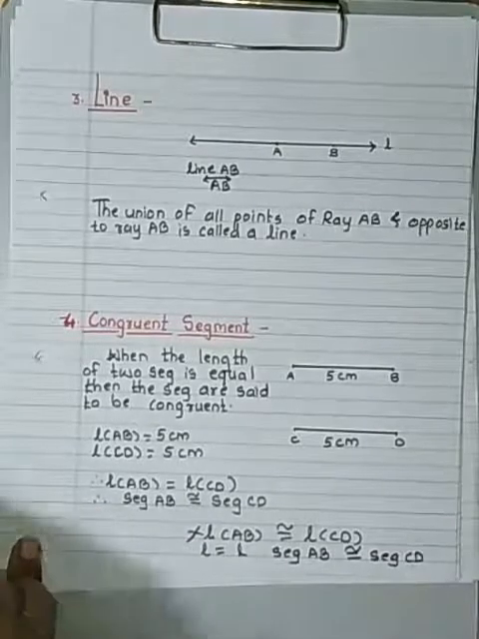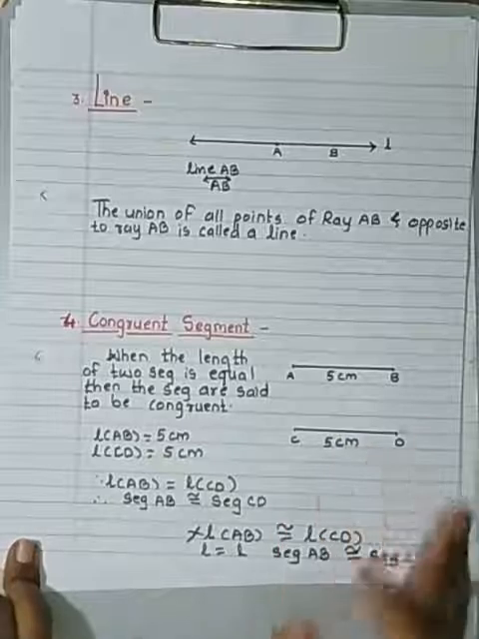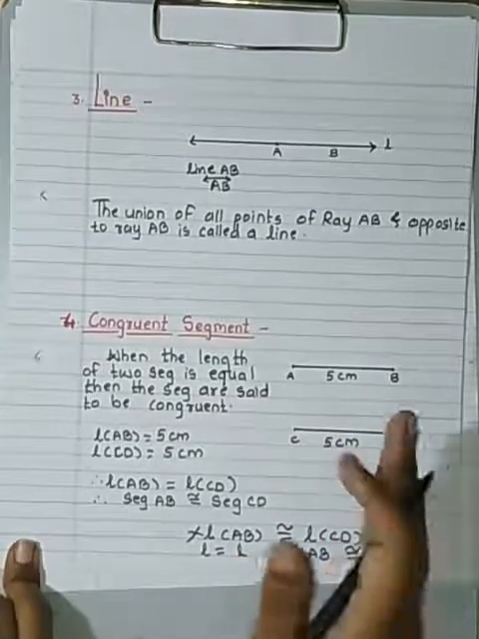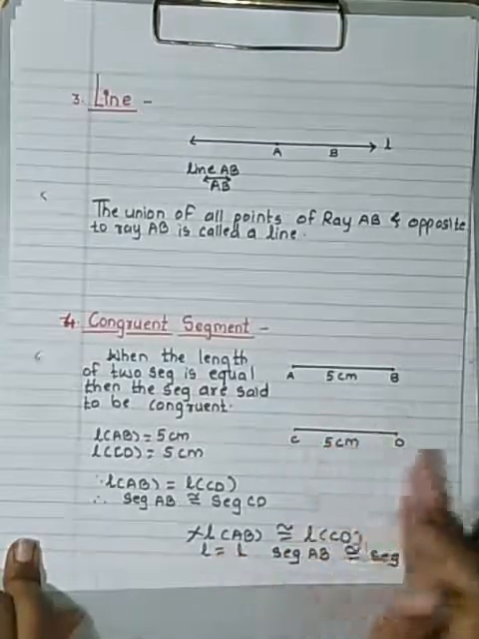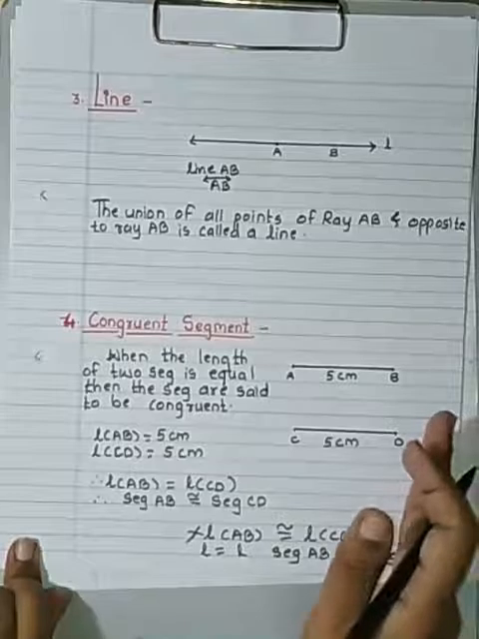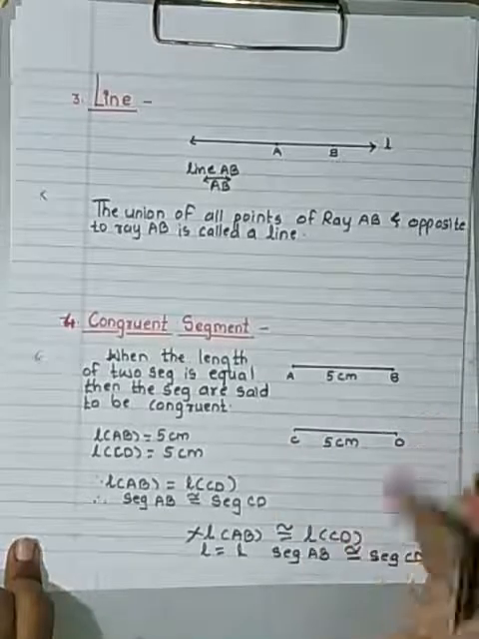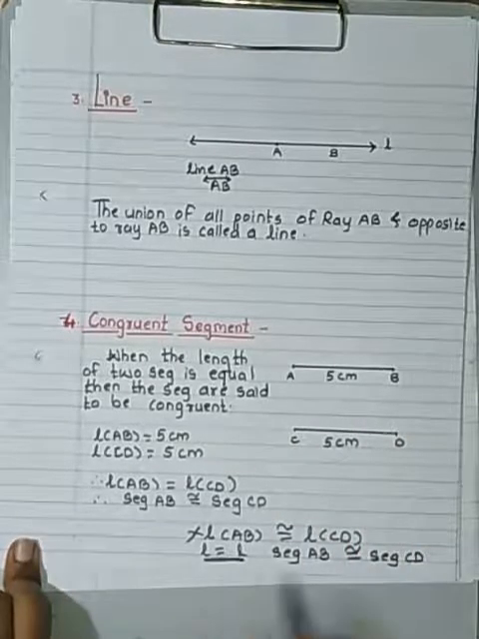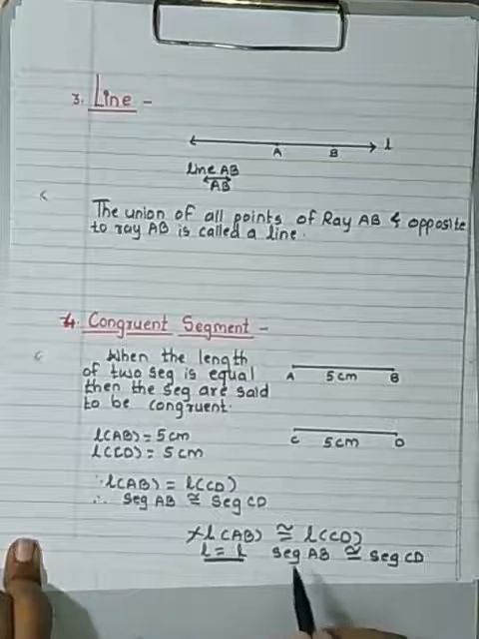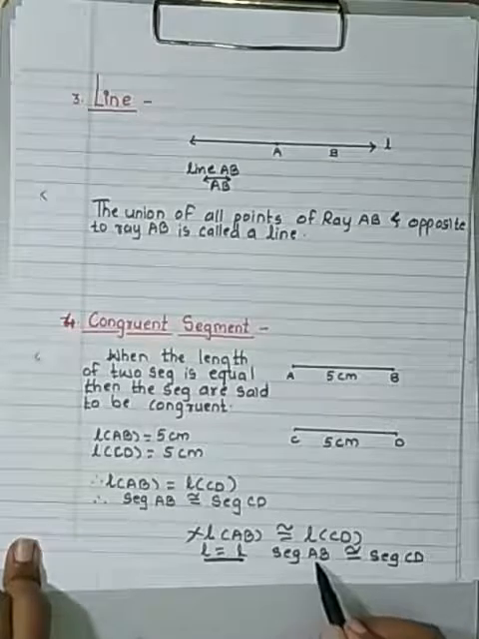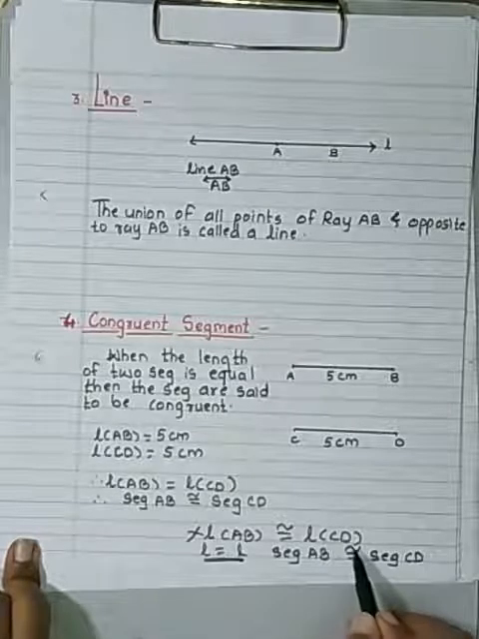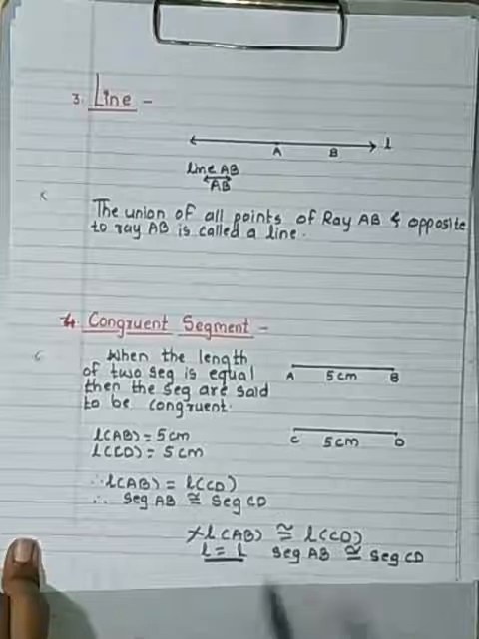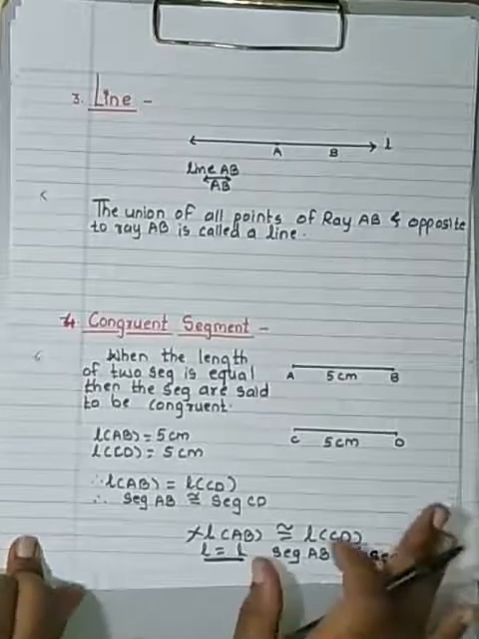Now in the case of a segment, whenever you use congruent, you have to write that segments are congruent. Segments are congruent, but remember that lengths are equal. So whenever you write segment, that time you have to use the word congruent. Whenever you write length, that time you have to use equal to.